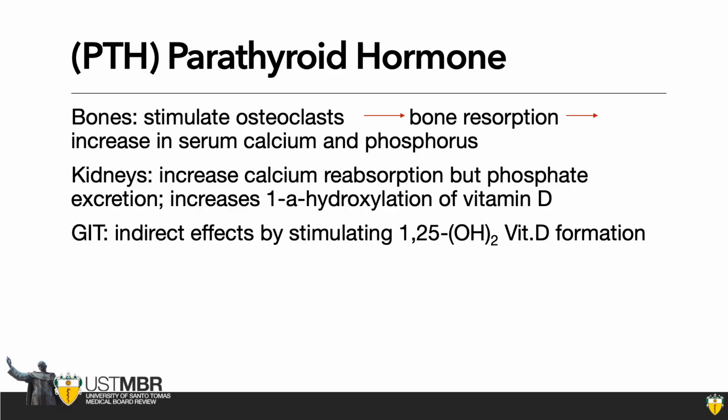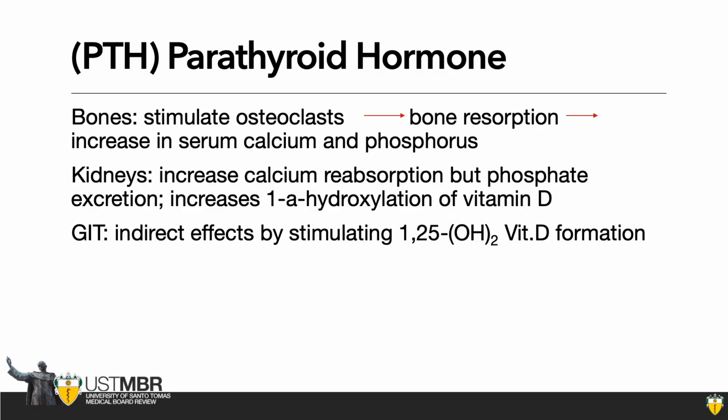It stimulates osteoclasts, which causes bone resorption, so the net effect is that calcium and phosphorus go up when it comes to the bone. But the most potent effect of parathyroid hormone is at the level of the kidneys. It causes calcium reabsorption and phosphorus excretion. It also activates the last step of vitamin D: the 1-alpha hydroxylation happens in the kidneys.